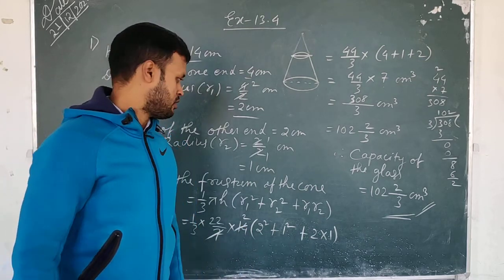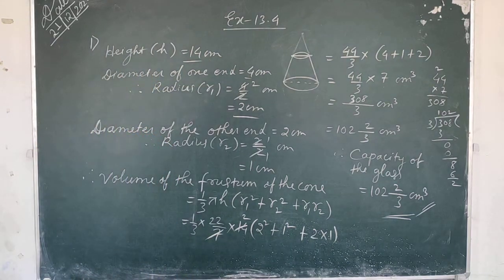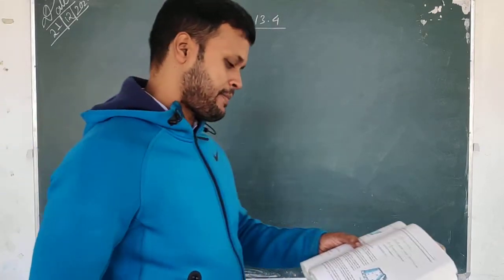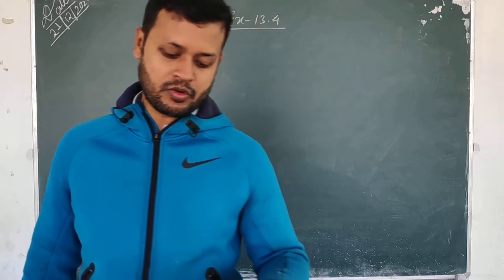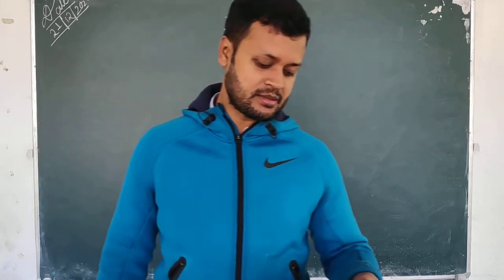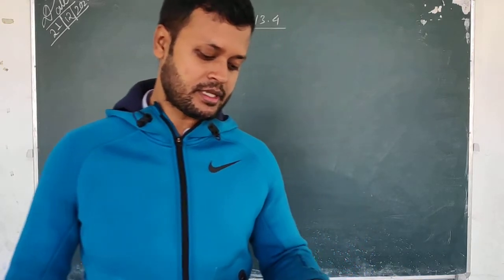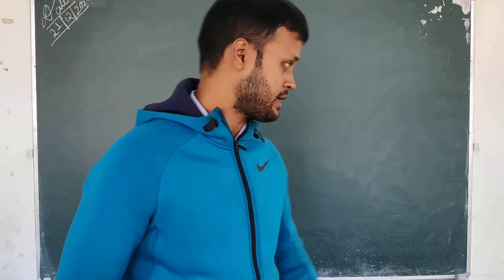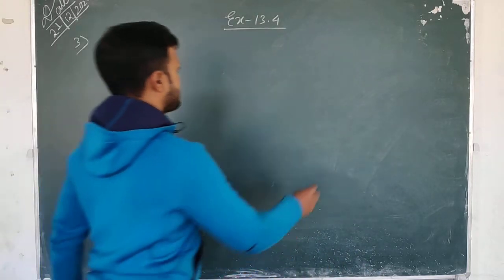Okay, so we'll discuss one more sum. A fez cap, the cap used by Turks, is shaped like a frustum of a cone. If its radius on the open side is 10 centimeter and the radius of the upper base is 4 centimeter and its height is 15 centimeter, find the area of material used for making it. Okay, so fez cap means this kind of cap.